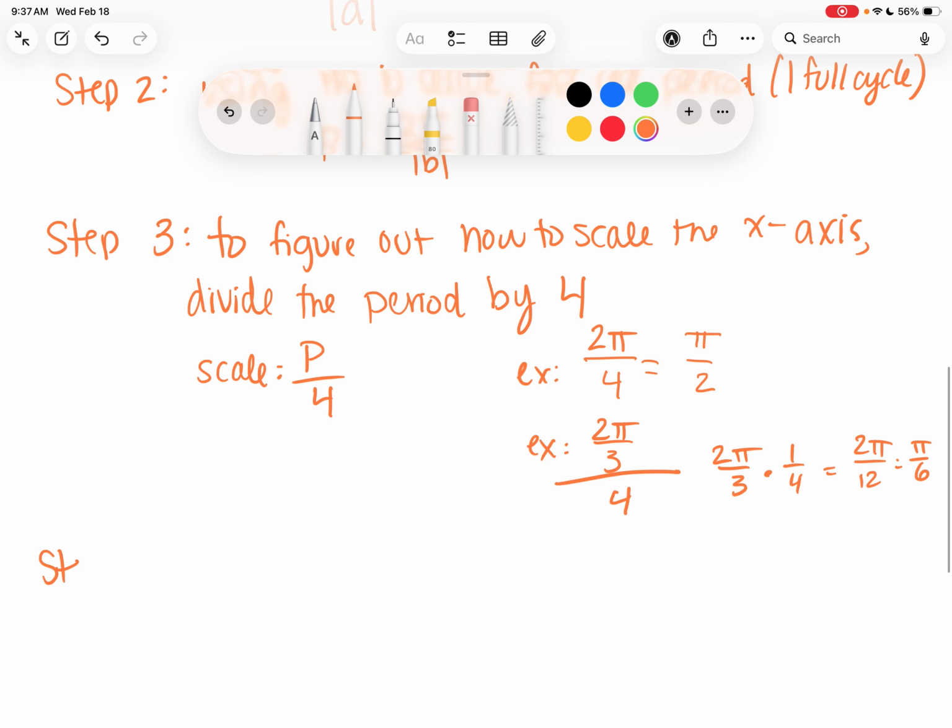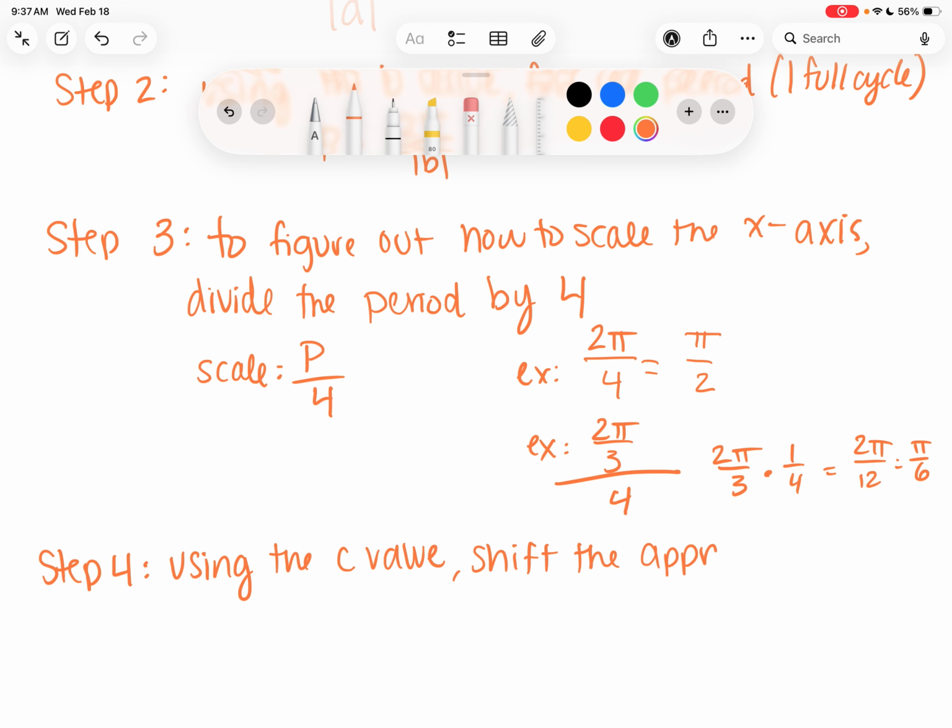Step 4, using the C value, shift the appropriate units left or right. Again, this one goes opposite the direction of the sign, so if it's positive, we're going left. If it's negative, we're going to the right.